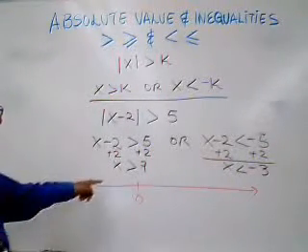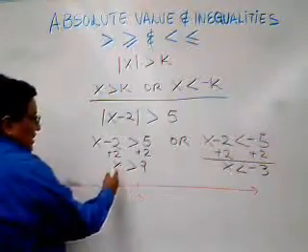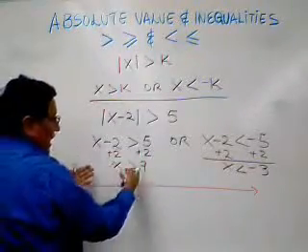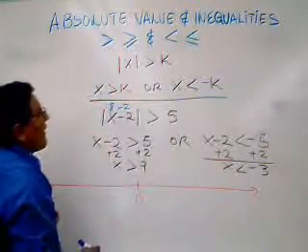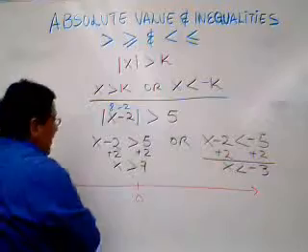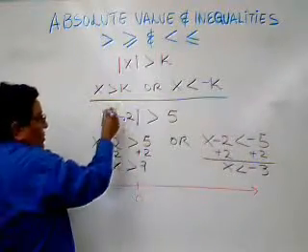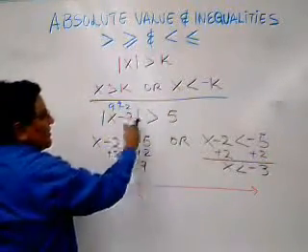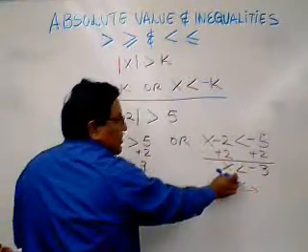Now, I'm going to check this answer with my original inequality. If x is greater than 7, we have to choose 8 to check. 8 minus 2 is 6, and 6 is greater than 5. Works. If I choose another value greater than 7, let's say 9, 9 minus 2 is 7, and 7 is greater than 5. It works.